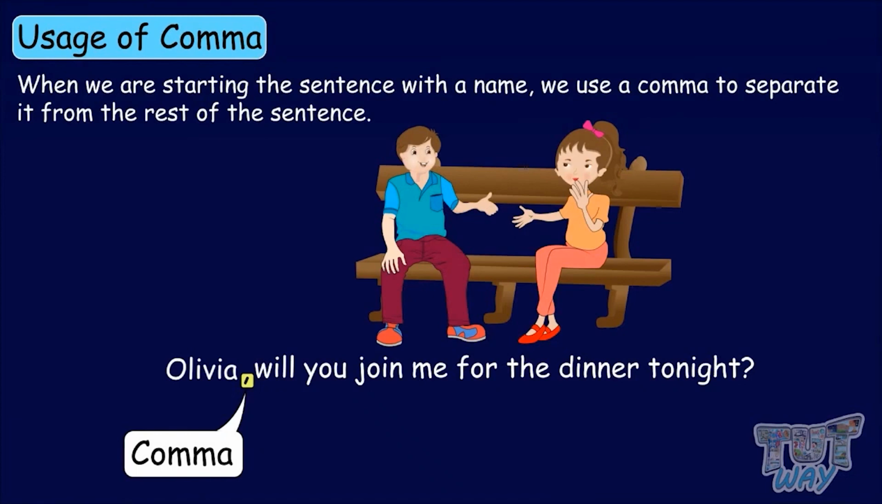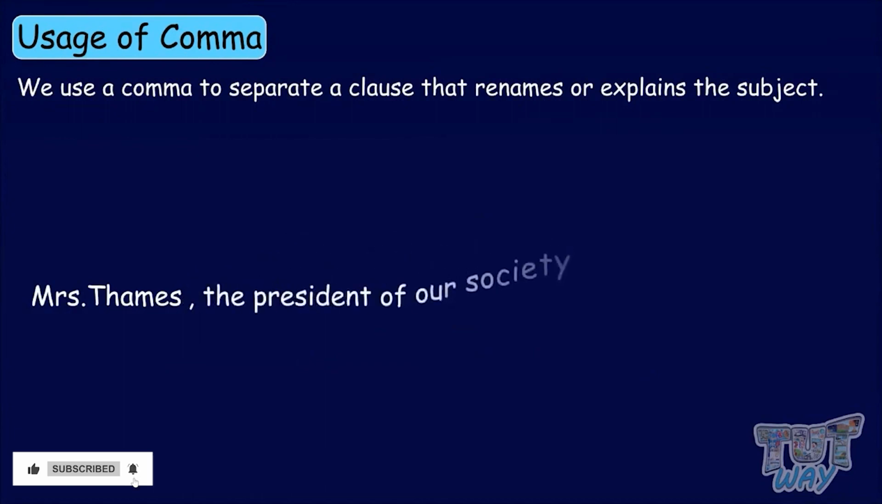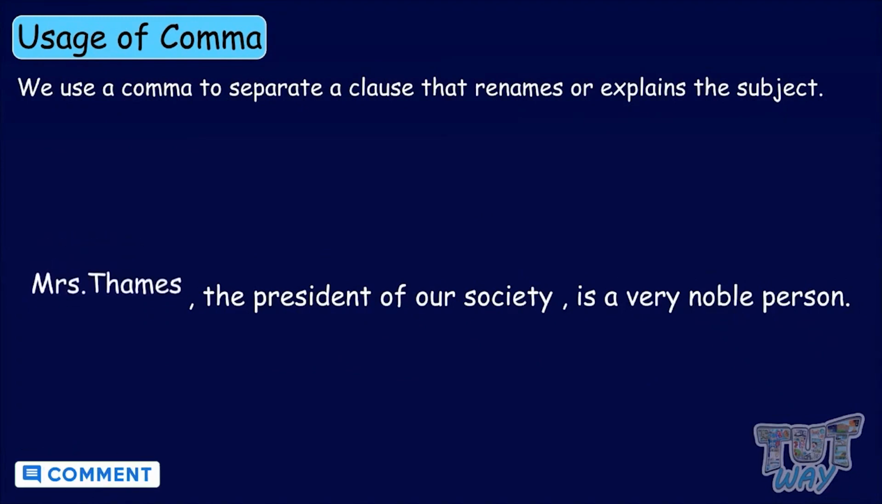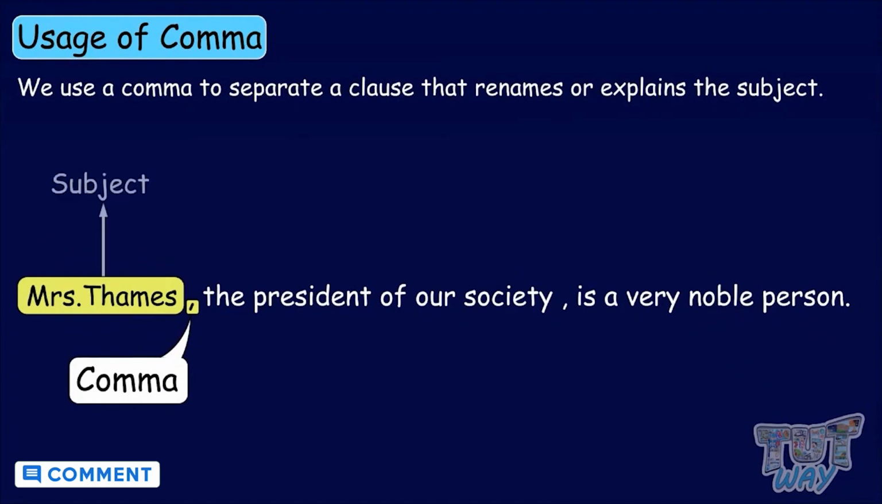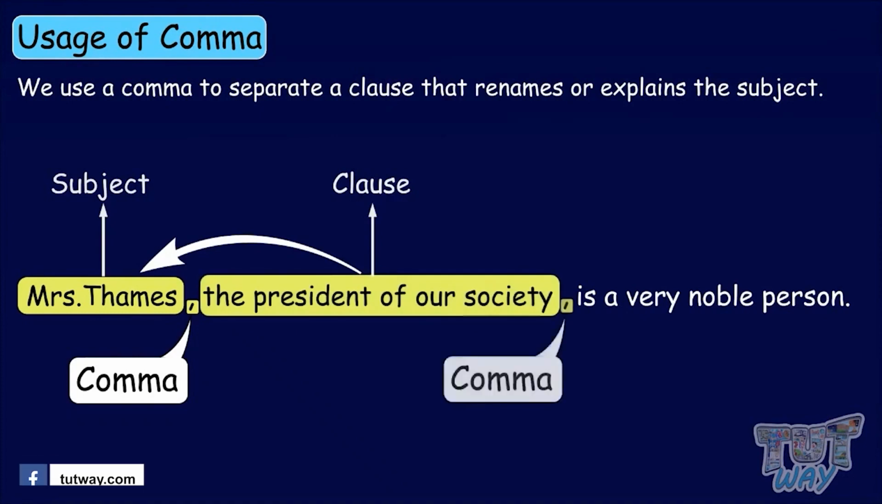Now, let's learn more about the usage of comma. We use a comma to separate a clause that explains the subject. Miss Thames, the president of our society, is a very noble person. Miss Thames is the subject of the sentence, and then is the clause that explains the subject, the president of our society. So, this clause is also being separated with a comma.